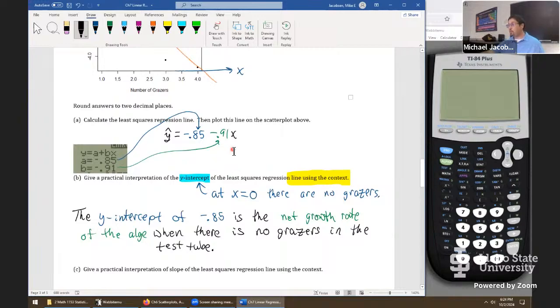The rate it'd be growing, well, recall, at a y-intercept, you throw in x equals 0, so that term is just gone. That's the net growth rate. It's growing at negative 0.85 for their growth rate. So we said here, the y-intercept of negative 0.85 is the net growth rate when there are no grazers. So that's how we interpret an intercept. Does that make sense to folks on thinking in those terms?